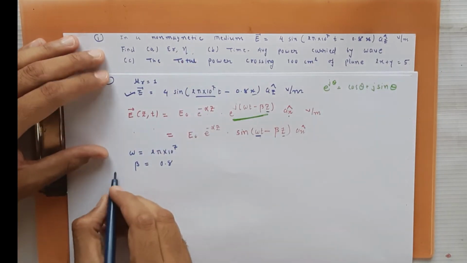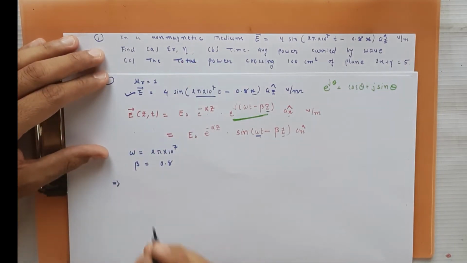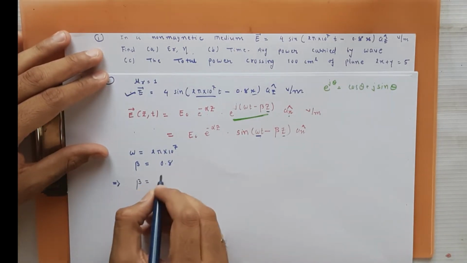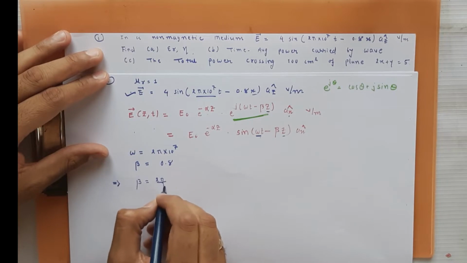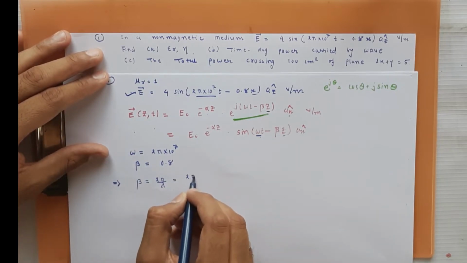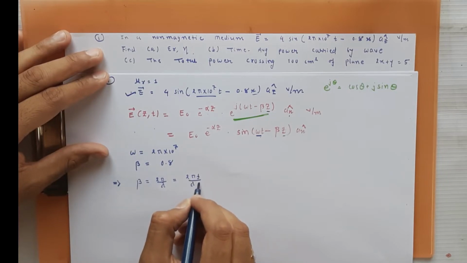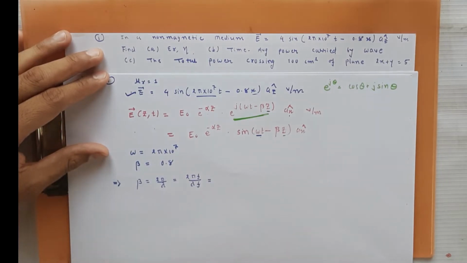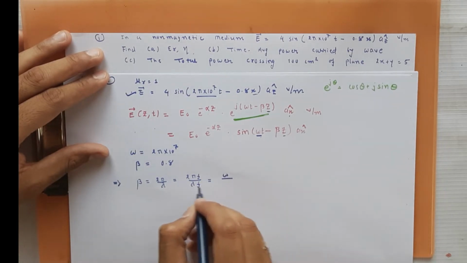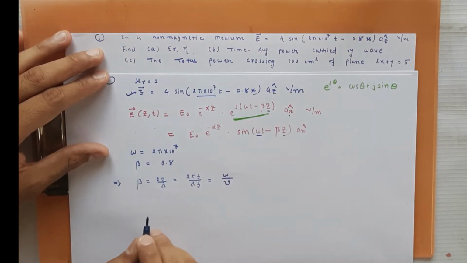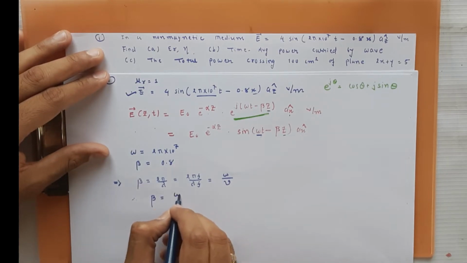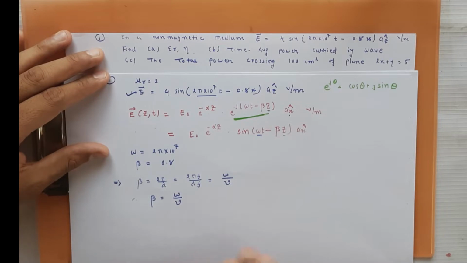Okay, so now we know that beta, which is the phase constant, is equal to 2 pi by lambda. I have to multiply with f at the numerator and at the denominator. Clear? So it is 2 pi f, which is nothing but omega, and lambda f is nothing but my velocity. So beta is equal to omega by velocity v.